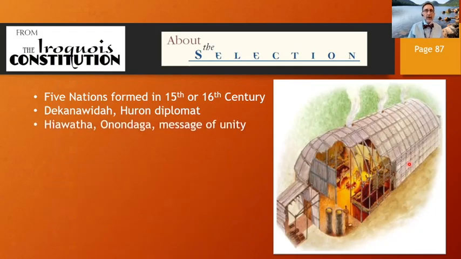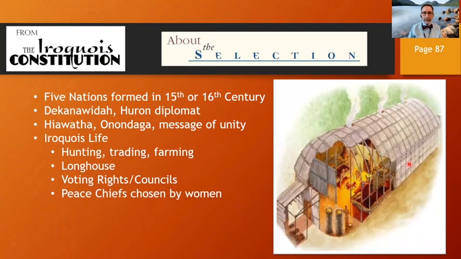And so he, along with Hiawatha, and you might know the name Hiawatha from the Henry Wadsworth Longfellow poem. That's kind of what made him famous. He was an Onondaga. And the two of them traveled to each of the nations and made the argument for unity. Let's pull together. Let's pool our resources. Let's protect one another. Let's trade with one another. You have resources that we don't. We have resources that you do. And so it's really a very sophisticated document when you think about it.